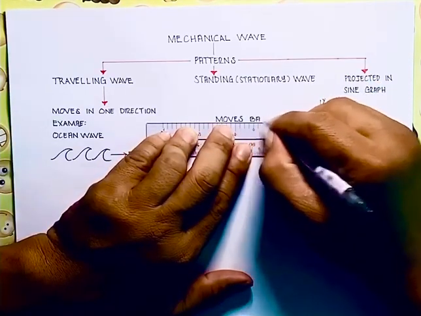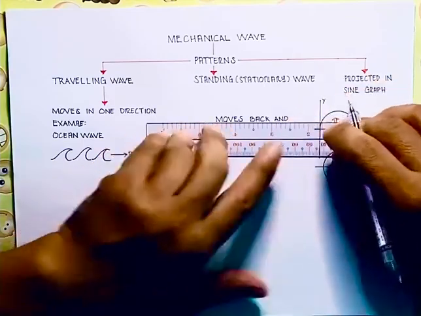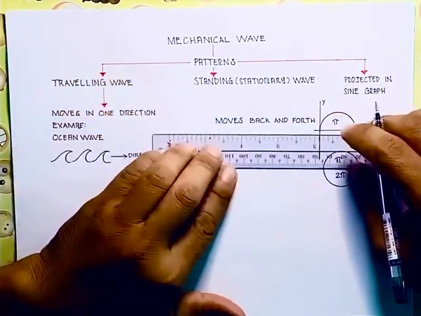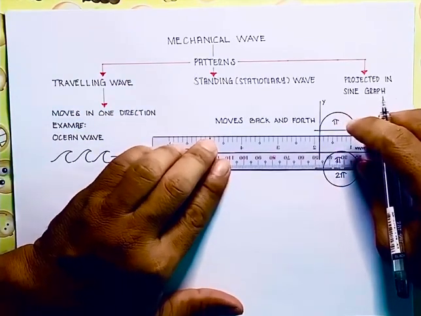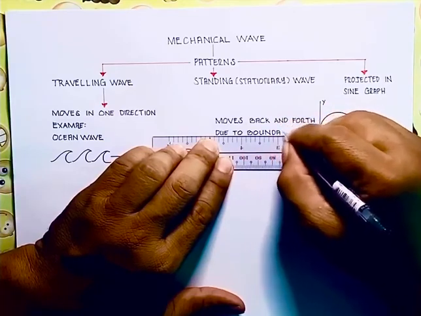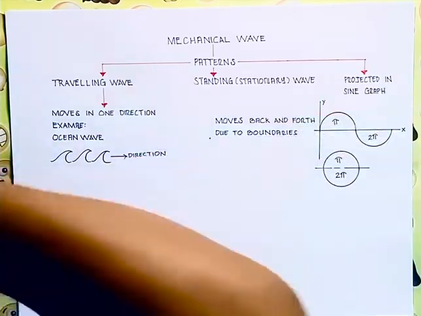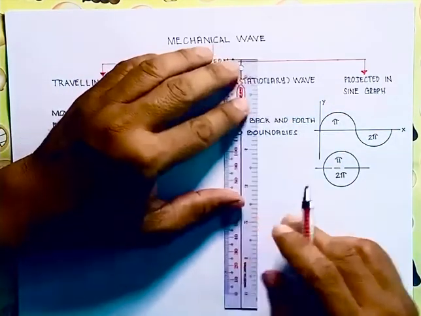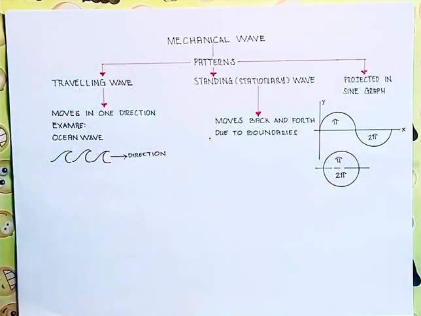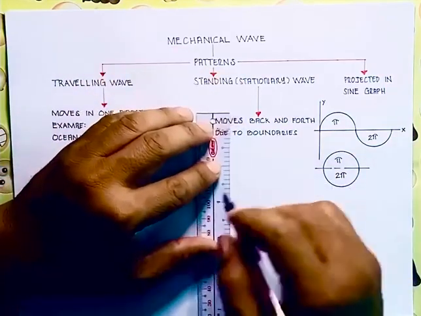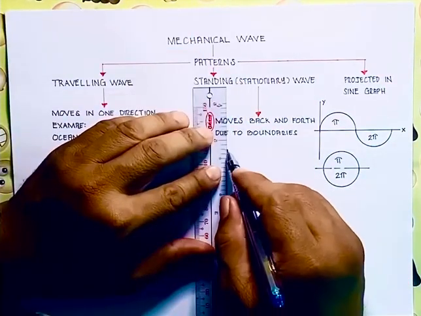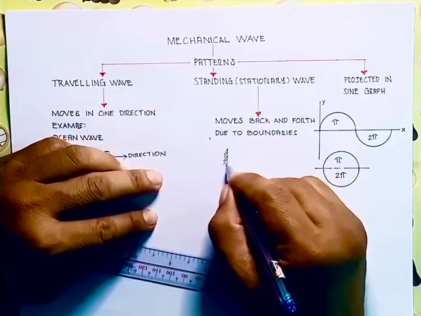On the contrary, our standing wave or stationary wave is simply a movement of waves back and forth, for example in a string. Why? Because this is due to the boundaries. The boundaries allow the wave to move back along the length of a string, for example.